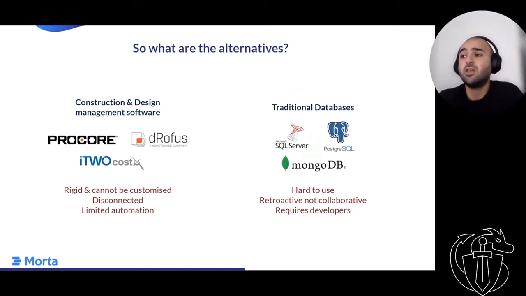They tend to continue being disconnected from the other information sources within the project, and they have limited automation because they're not really tapping into the lowest layer of the data. And then on the other side, you'll see traditional databases, so SQL Server, Postgres, Mongo, and while they can be really powerful too, they tend to be really difficult to use. They're really technical. They're retroactive in nature and not collaborative, and they'll often require a technical team or a developer.